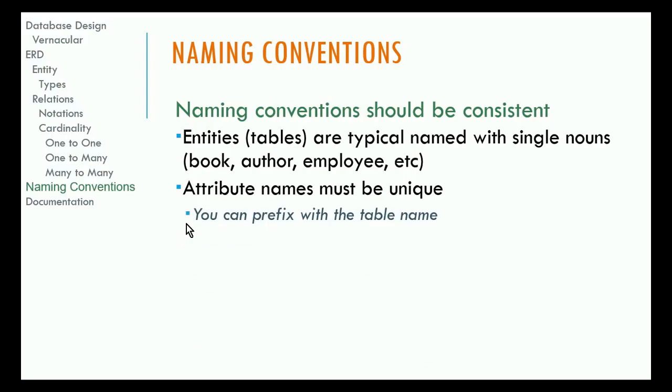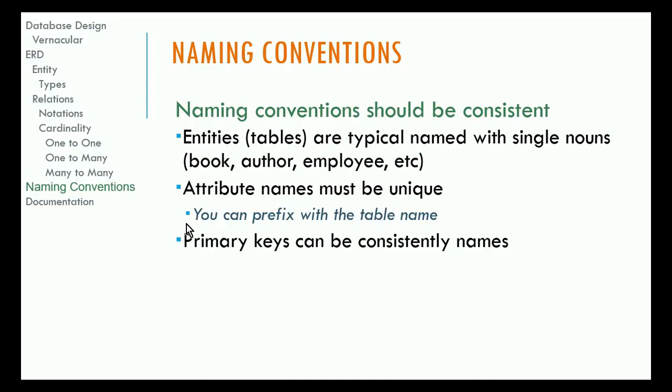Will it break anything if they're not unique in a database? No, it'll work fine. But to reduce the ambiguity, generally we recommend keeping all the attributes unique. One way you can do that is to always prefix the attribute name with the name of the table in which it appears. So if you have last name in the employee table, instead of just having last name, you can have employee last name so that it's non-ambiguous.